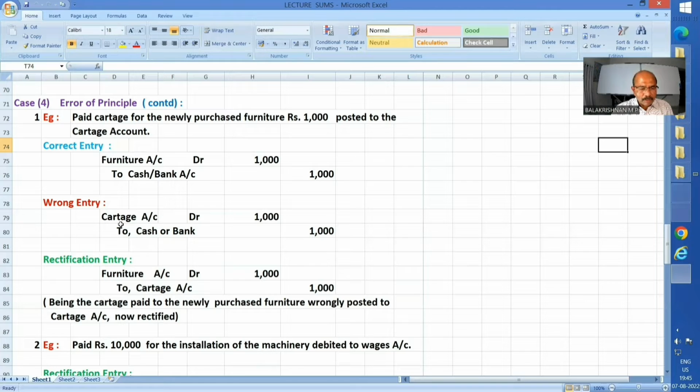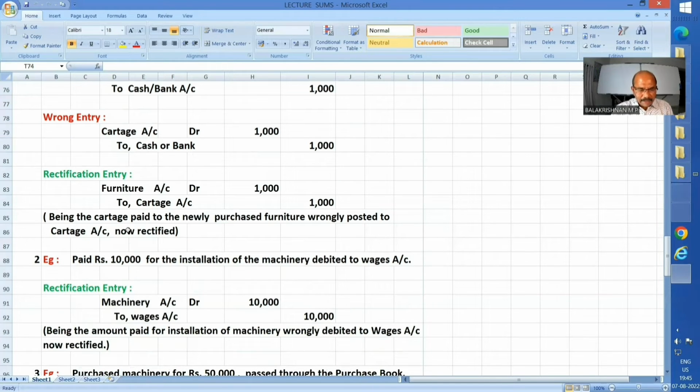Whereas you have shown in the credit side of your cash book by cartage account, resulting in cartage account debited to cash or bank. So how to rectify it? We need to obviously debit furniture account. So debit it. Unnecessarily cartage account has been debited, have it credited. So the rectification has taken place. Show the relevant narration: being the cartage paid to newly purchased furniture wrongly posted to cartage account, now rectified.